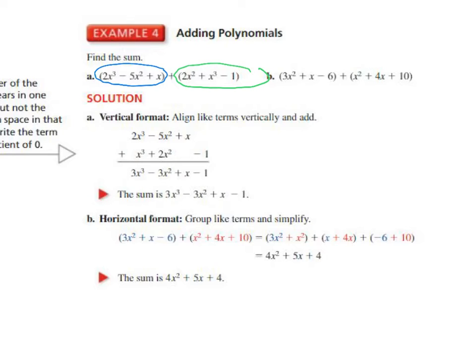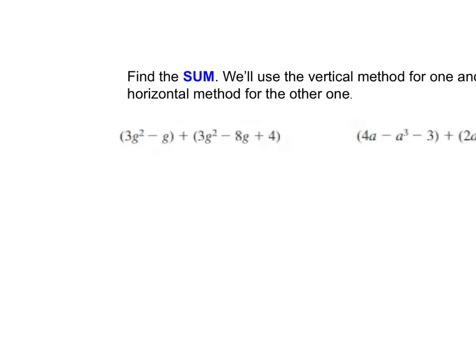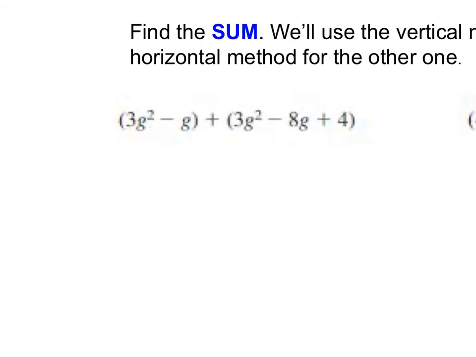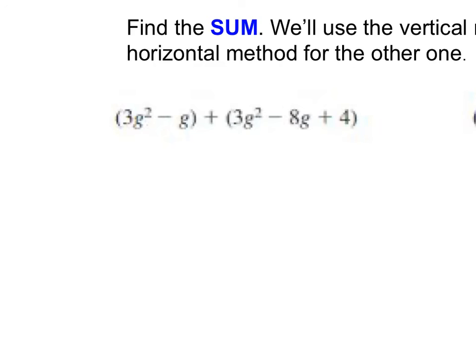So we're going to find the sum of these. We're going to use the vertical method for one and the horizontal method for another. So going through that example, I'm going to take the first one and I'm going to write it like this: 3g squared minus 1g plus 0. There's no constant, so I'm going to give 1 to it.